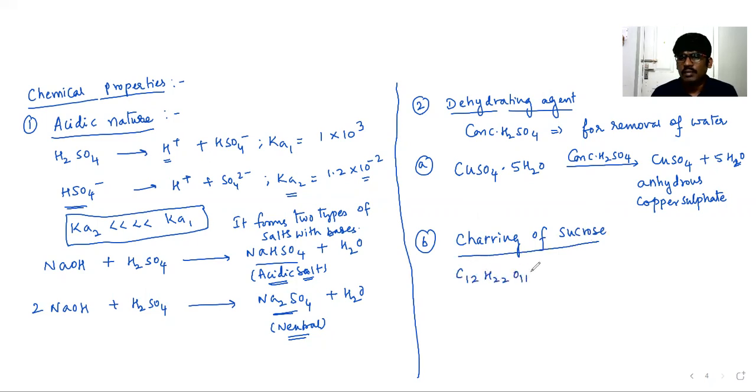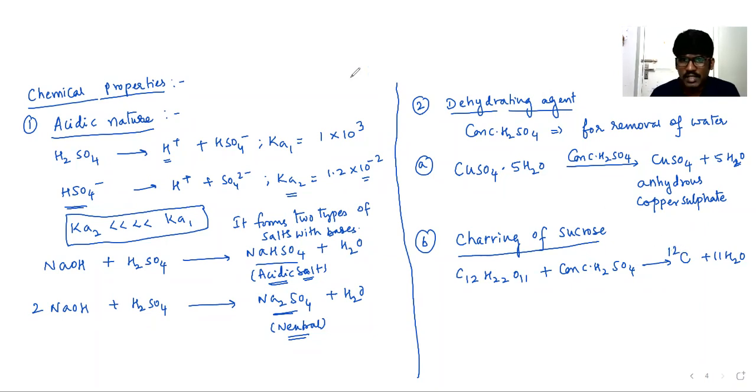C12H22O11 is the chemical formula of sucrose, right? If it reacts with concentrated sulfuric acid, water molecules can be removed, and we get 12 carbons plus 11 H2O. The entire water molecules are removed, and we get carbon black.